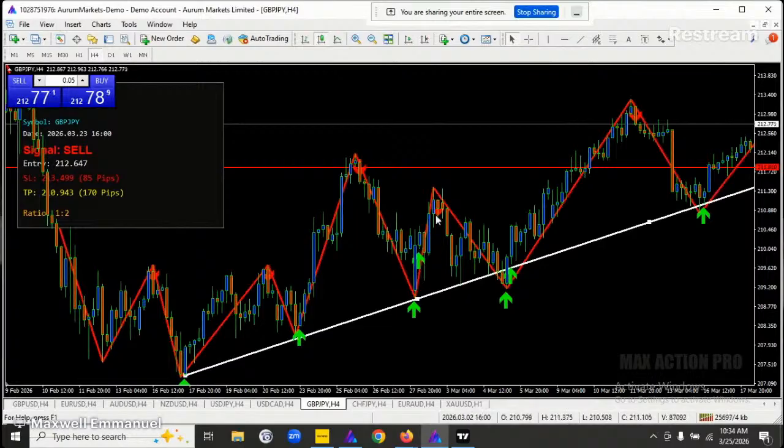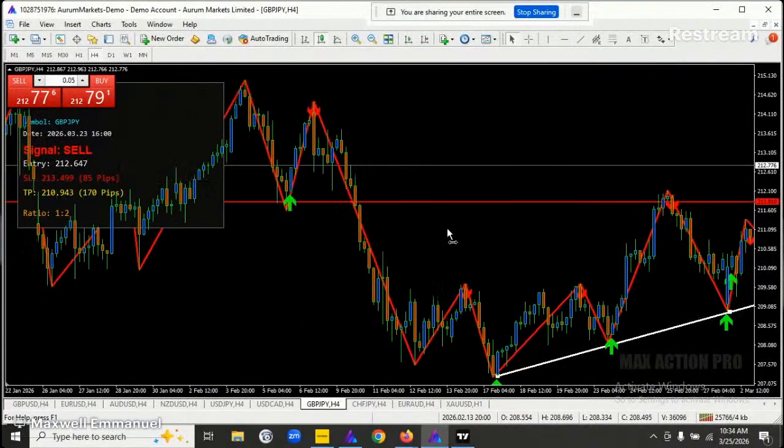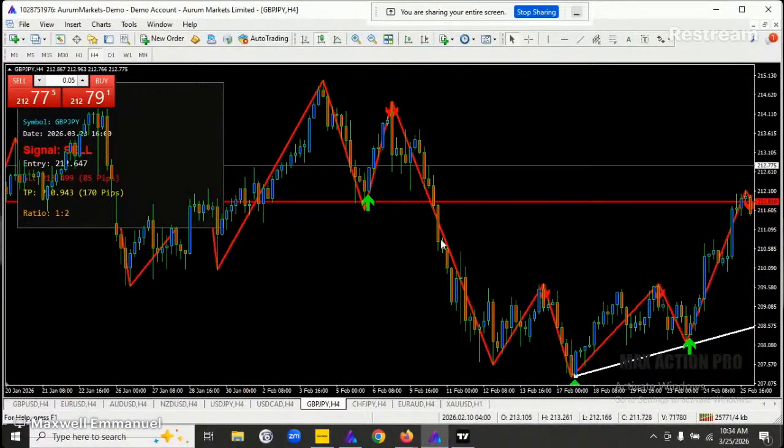Gave us a buy here, we made little profit on this. Gave us a sell here, we made 1 to 2 risk reward on this. Gave us a sell here, we sold, made profit. Here, 2 risk reward, but this wasn't up to 1 to 2. This is like 1 to 1. Gave us a buy here, 1 to 2 risk reward. Here also we sold, we made 2 risk reward. It's almost 1 to 3 risk reward, but we always go for 1 to 2.